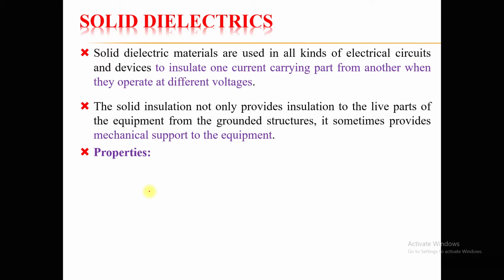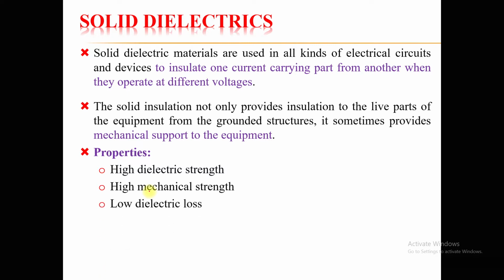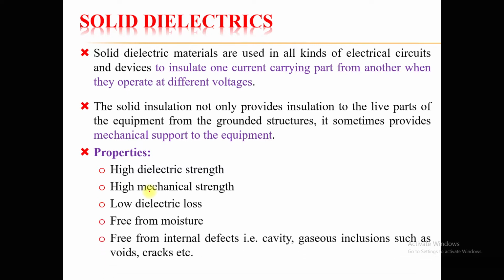A few of the properties are normally very similar to those of gases and liquids. As we need to use these solid dielectrics to fulfill the requirement of isolation, they should have very high dielectric strength. They should have high mechanical strength so that they can provide better mechanical support to the equipment. They should have low dielectric losses. They should be free from moisture. They should be free from internal defects like cavities, gaseous inclusions like voids, and cracks.